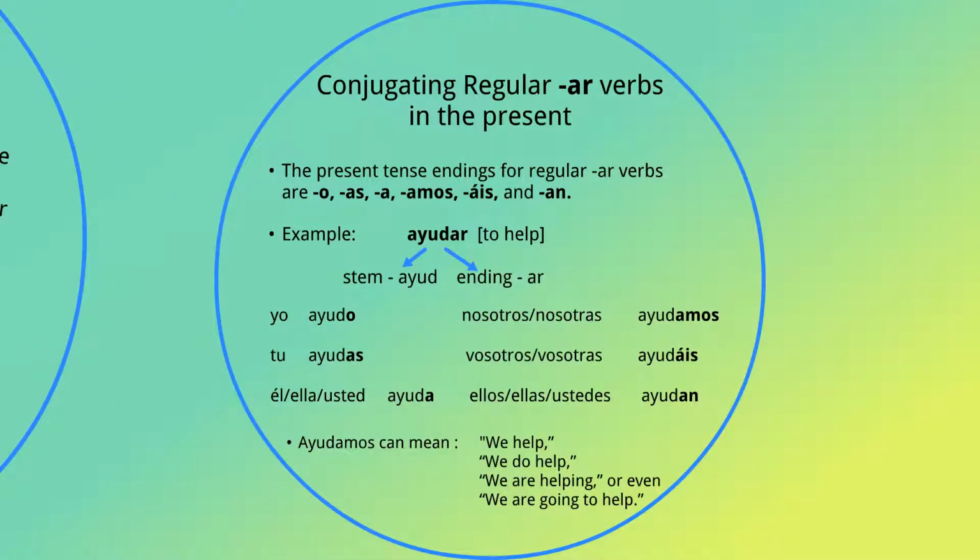Conjugating regular AR verbs in the present. The present tense endings for regular AR verbs are: o, as, a, amos, áis, an. For example, ayudar, to help: yo ayudo, tú ayudas, él, ella, usted ayuda, nosotros, nosotras ayudamos, vosotros, vosotras ayudáis, ellos, ellas, ustedes ayudan. The verb ayudamos can mean we help, we do help, we are helping, or even we are going to help.